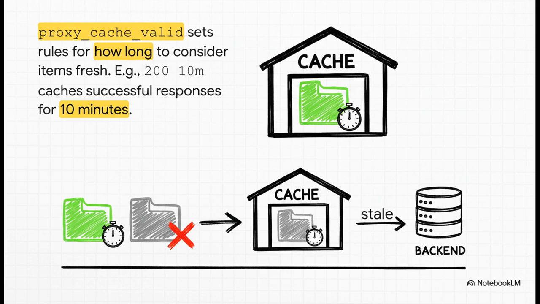And for the final part of our trio, we need some rules, right? We can't just keep old stuff in the cache forever. That's what proxy_cache_valid is for. It tells NGINX how long to consider a cached item fresh. So, for example, we can say any successful 200 response is good for 10 minutes. After 10 minutes, NGINX knows it needs to go ask the backend for a new version. This gives you total control over how fresh your content is.